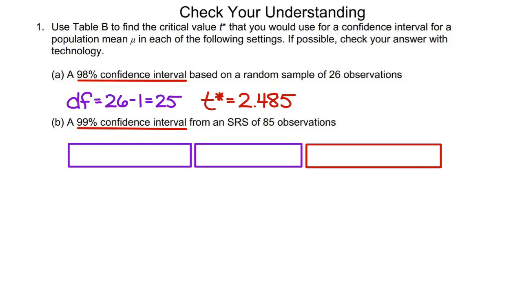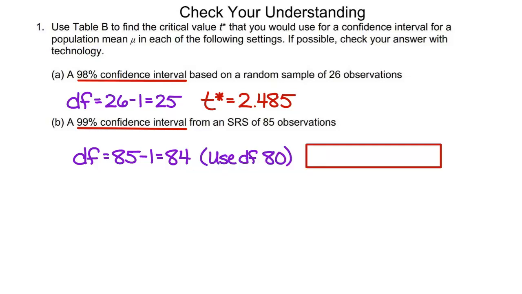What about a 99% confidence interval from a simple random sample of 85 observations? First of all, what's our degrees of freedom there? Technically it's 84, but what's the problem with 84? It's not on the table. So if I had technology that could actually do 84 degrees of freedom, that would be great. But I have table B to work with. So we have to round that down. We have to use 80, which would give us a T star of 2.639. Absolutely correct.